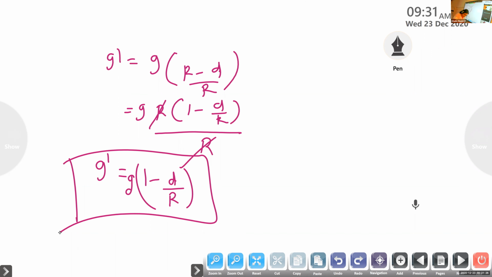Okay, so write down. Thus, as depth D increases, the acceleration due to gravity, G dash, decreases.